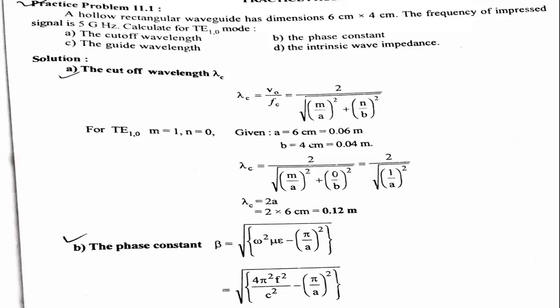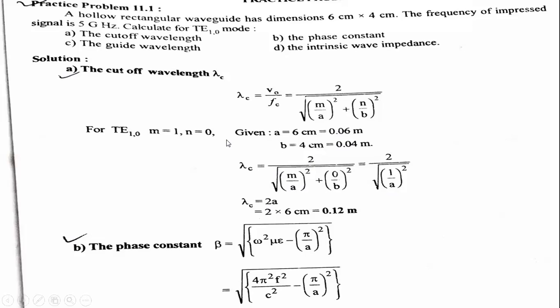So after getting this lambda c, you just substitute the value of m as 1, substitute the value of n as 0, substitute the value of a, that is 0.06, substitute the value of b, that is 0.04, okay, and 2 divided by root of all. So you will get the answer. Just post me, okay. Shashank, repeat the post. I am unable to see.